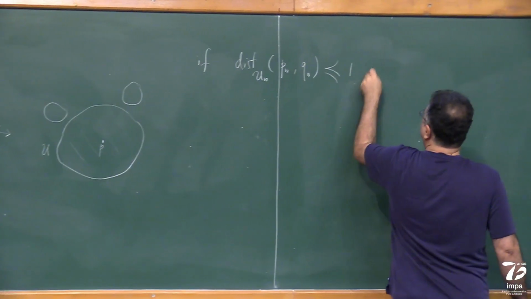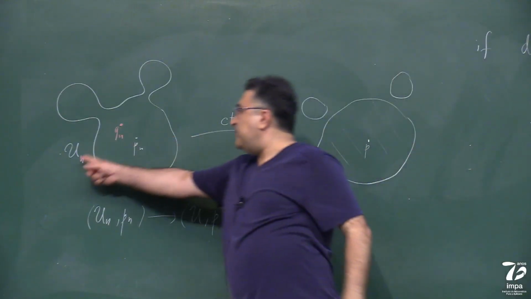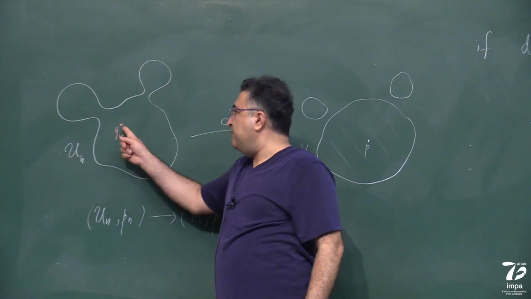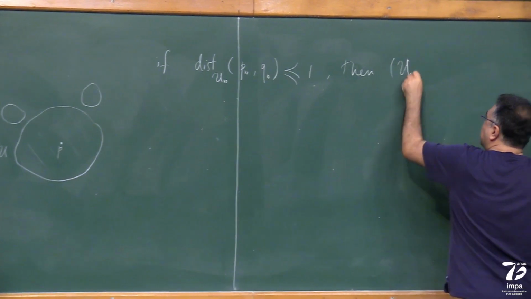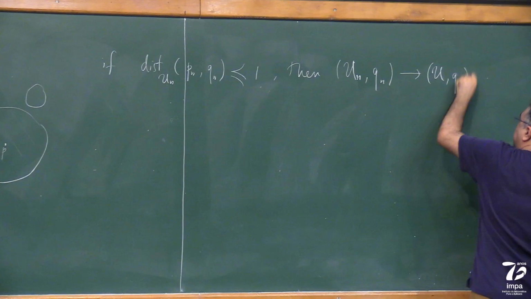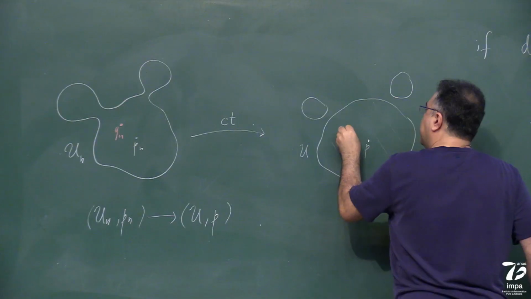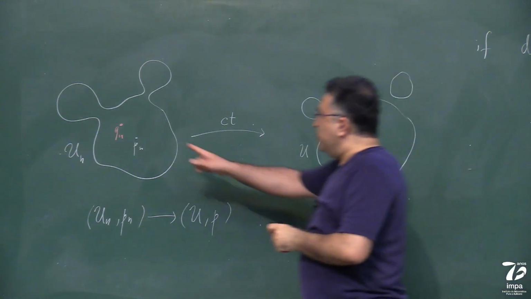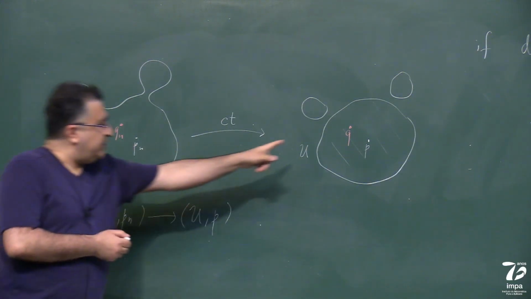then with the new base point, if you take the same domain, but with the new base point, that converges to the same domain U with a new base point, perhaps after passing to a subsequence. So maybe Q is here. So moving the base point a bounded distance will not change the Carathéodory limit of the domain, but it'll change the base point, of course, but you'll get the same limit.